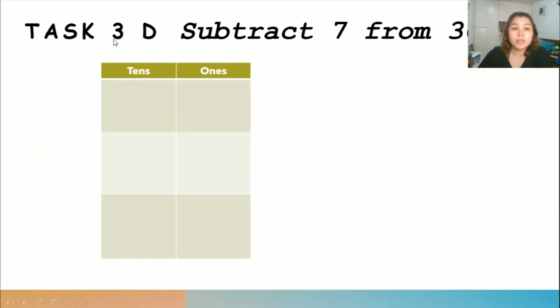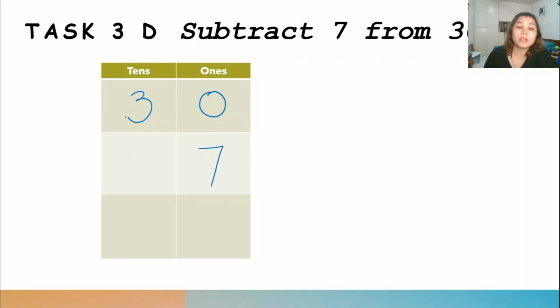So, task 3D, part D, subtract 7 from 30. How about if there are numbers only, without the place value chart, without the chips anymore? So, we have to write this in column. Which one should go on top? Obviously, the higher number, 30, because it is the one being subtracted from. So, let's write 30 here. And then 7, what is it? 7 tens or 7 ones? 7 ones, because it is not 70.